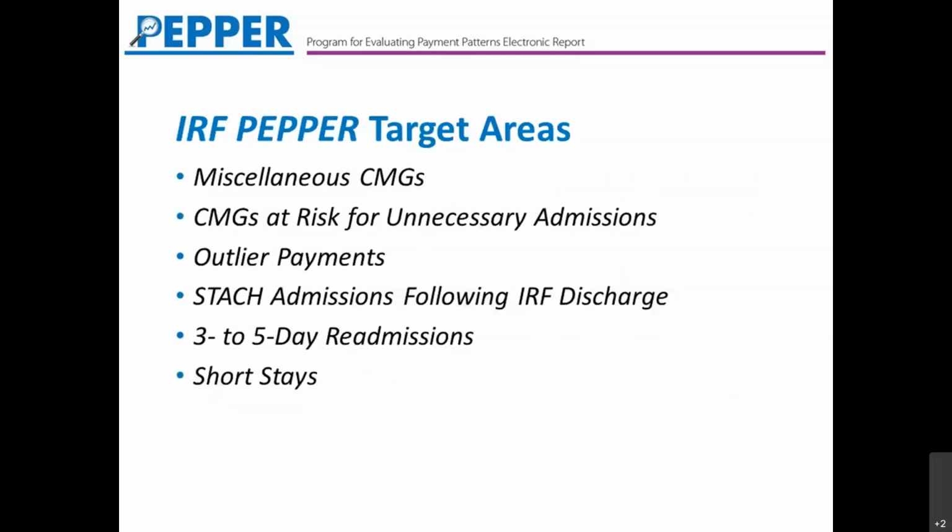Here you can see the IRF PEPR target areas. Those are the areas that are prone to improper Medicare payments, that are at risk for improper Medicare payments. The last two target areas listed, the 3 to 5 day stay readmissions and the short stays, are relatively new. They were introduced in the previous release, Q4 FY19.